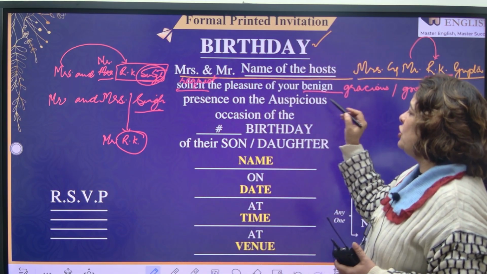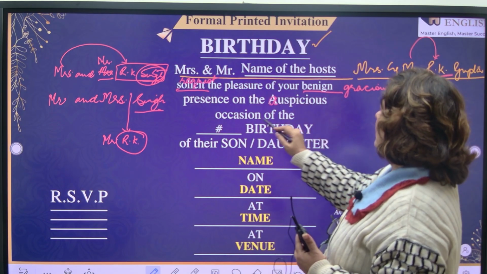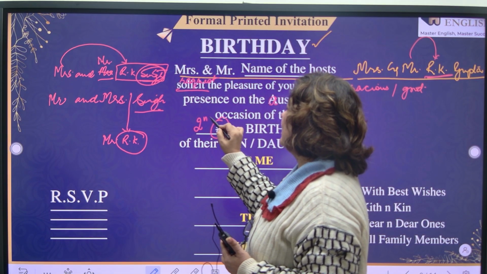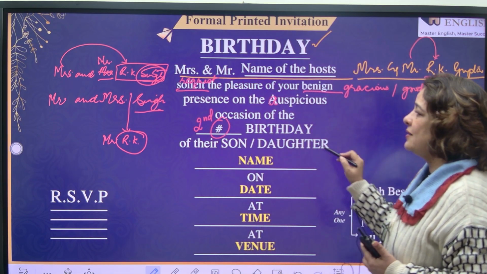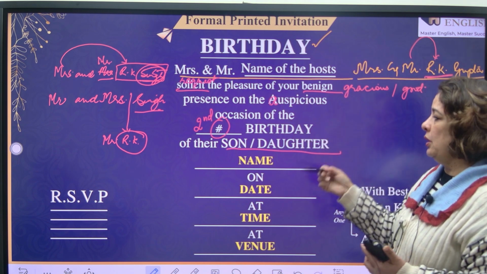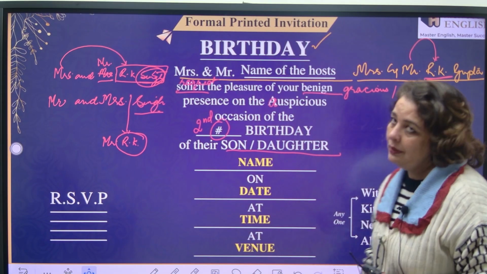Presence on the auspicious. Small a will come because it is in continuation. Auspicious occasion of the. Here you will write the number, the first birthday or the second birthday of their son, the name of the relation. If they have a son or a daughter, and the name, the date, the time, and the venue.